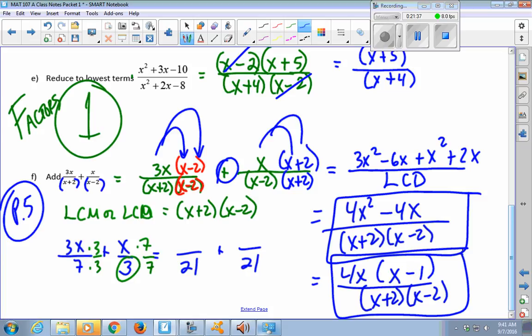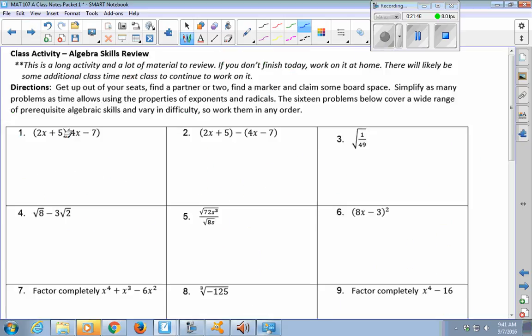I don't expect you to have all this material reviewed by Friday. And so if you look at your class activities for the next 10 minutes, it says this is a long activity and a lot of material to review. If you don't finish today, work on it at home. There will likely be additional class time next class to continue to work on it. So do as much of this as you can now, today.